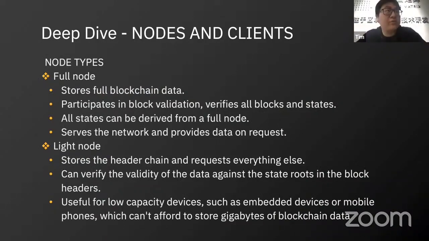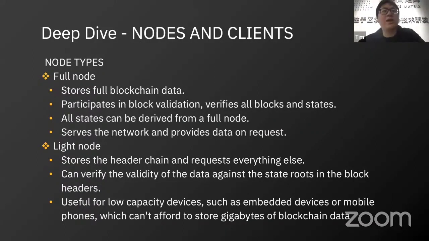Okay, so there are different types of nodes. The first type is full nodes. It's quite heavy, so it stores the full blockchain data. It can also participate in block validation and verification, and all states can be derived here. But it's hard to sync the full nodes because they store the entire blockchain data.